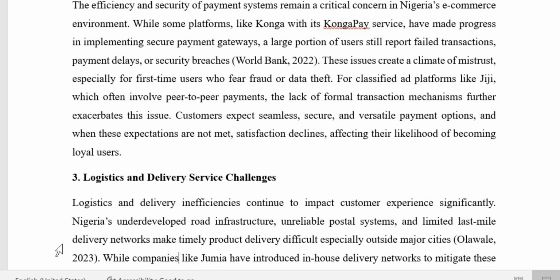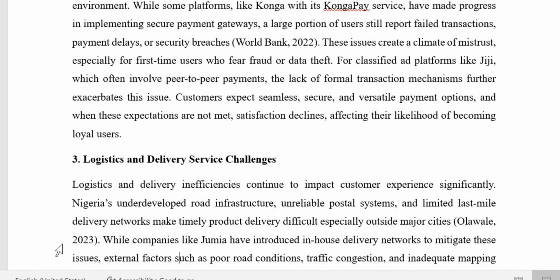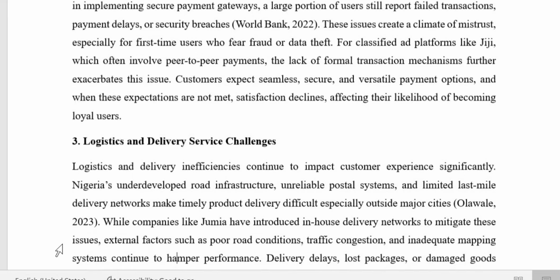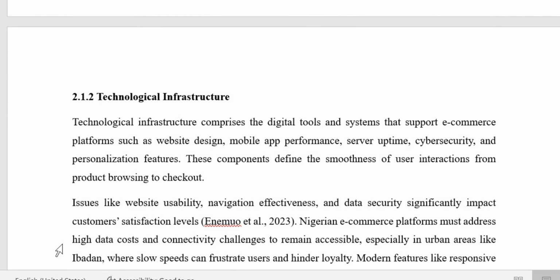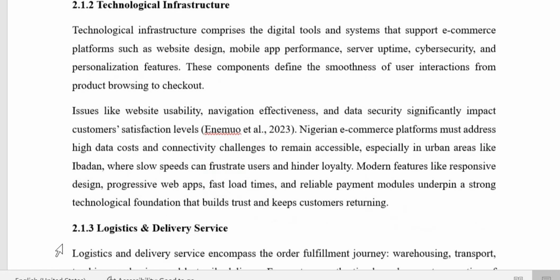Logistic and delivery service is an independent variable. That is, logistic and delivery service can determine how customers will be loyal to your business or to your e-commerce platform. Like Jumia, if they are able to deliver to you on time at a stipulated date and they don't disappoint you, you tend to patronize them more, and that's what we call customer loyalty. So what I'm saying in short, in conceptual review, is to explain in detail the dependent variable and the independent variables in terms of definition, just like you are attaching dictionary meaning to your variables.